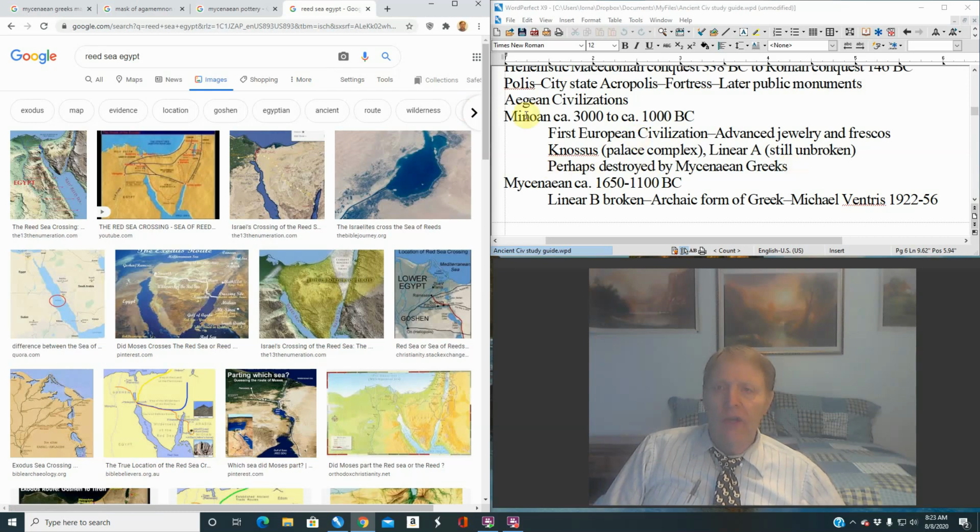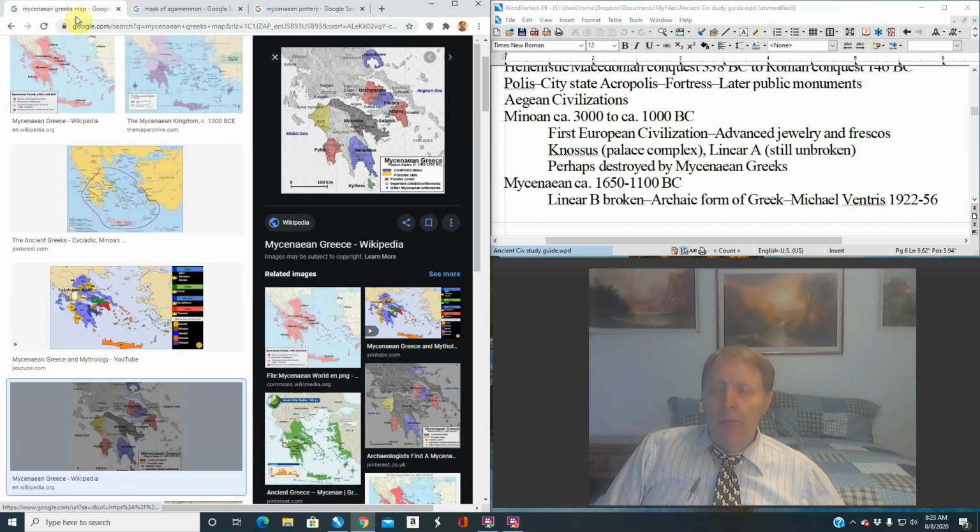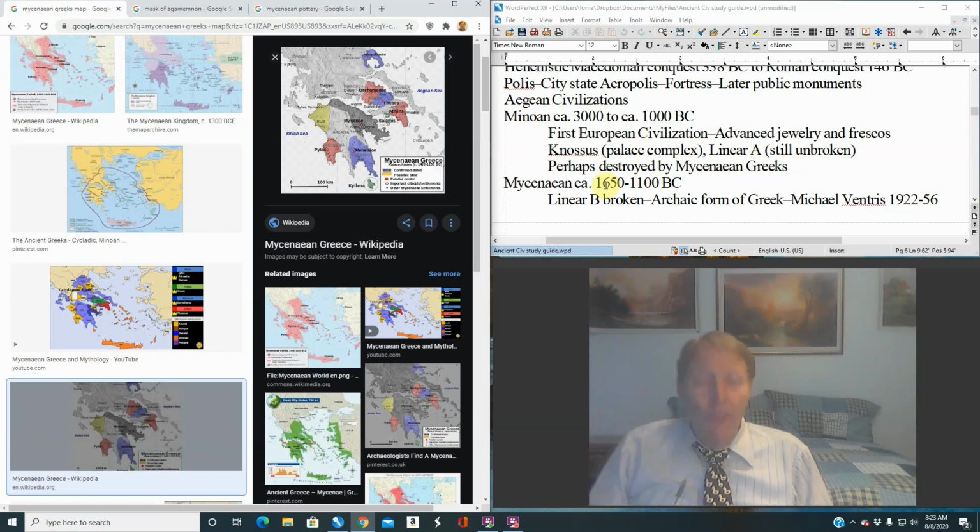Now, the civilization of the Minoans was perhaps destroyed by the Mycenaean Greeks. Once again, these dates can be argued one way or another, but there's an overlap, isn't there? Quite frankly, the height of the Mycenaean civilization overlaps with the Minoans. They're existing at about the same time for several hundred years. We do find on the island of Crete artifacts that are clearly Mycenaean. So we know the Mycenaeans came down there, probably when the Minoans still survived.